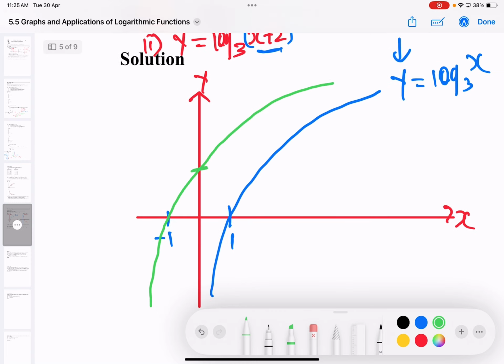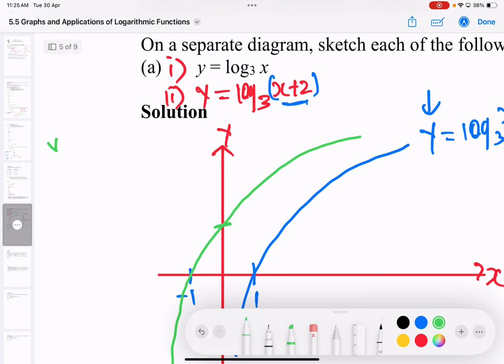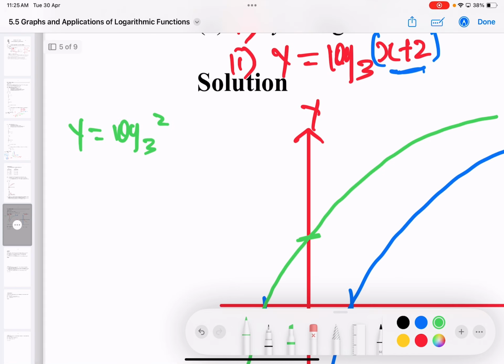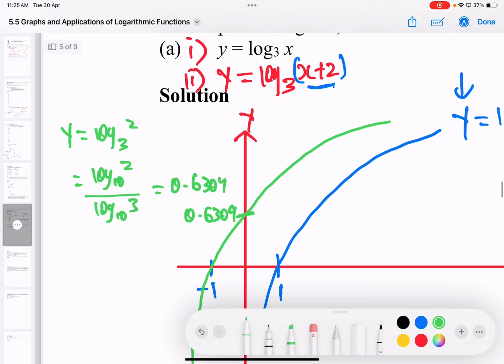I need to find my y-intercept, where x is 0. So basically I need to find log base 3 of 2. I need to change this to log base 10: log 2 divided by log 3. I enter this in my calculator. It's 0.6309, or 0.631.